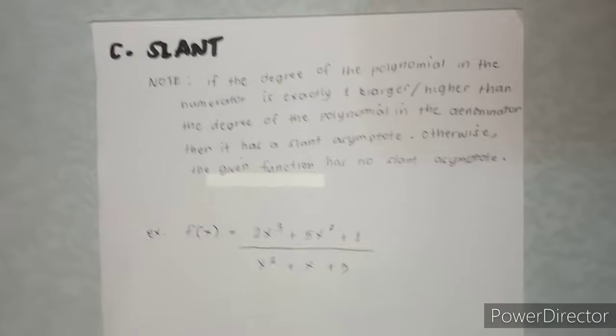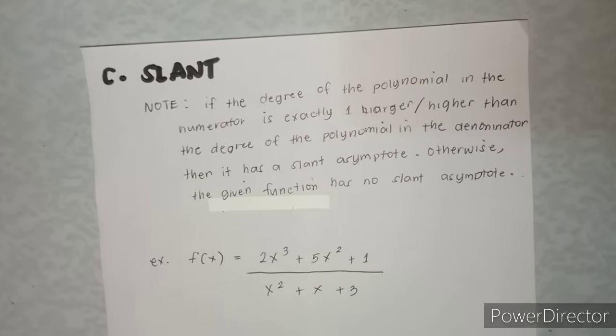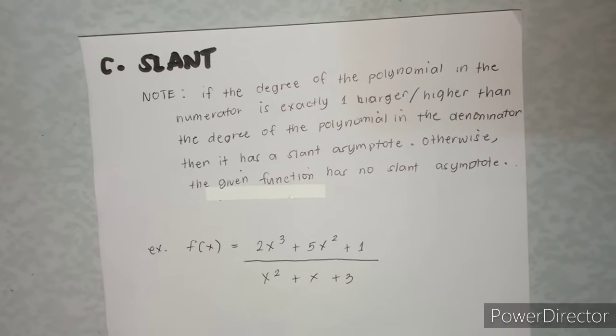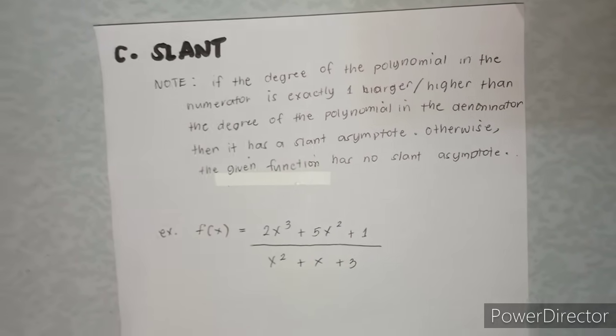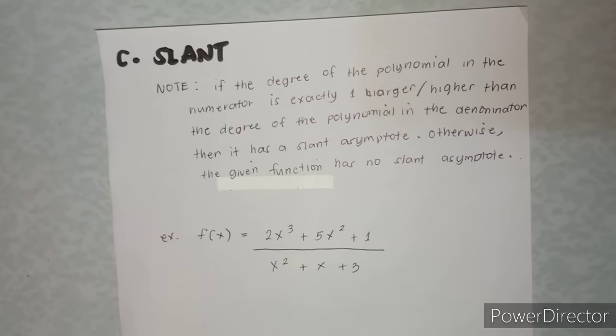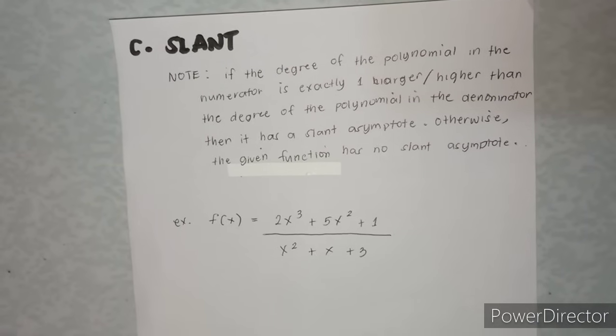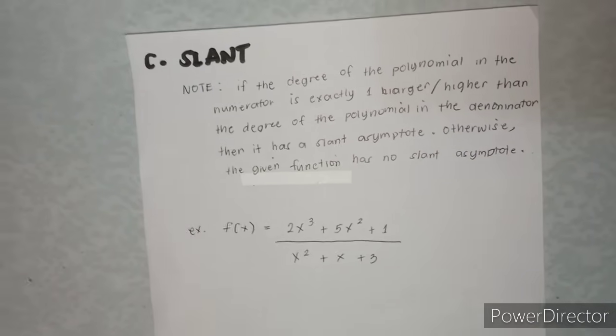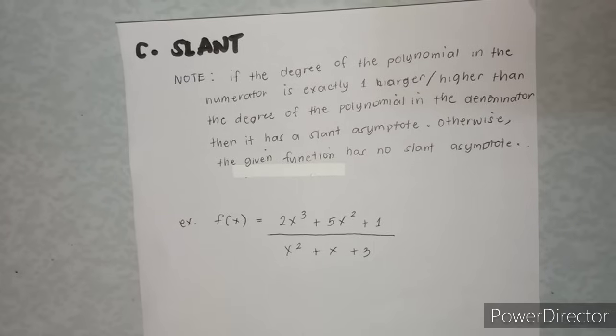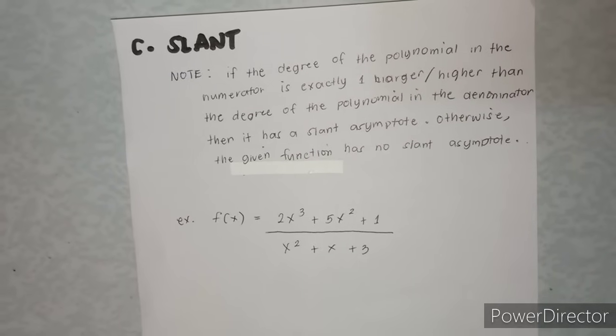Okay? At ang panote ni slant ay if the degree of the polynomial in the numerator is exactly 1 higher or 1 larger than the degree of the polynomial in the denominator, then it has a slant asymptote. Otherwise, the given function has no slant asymptote.